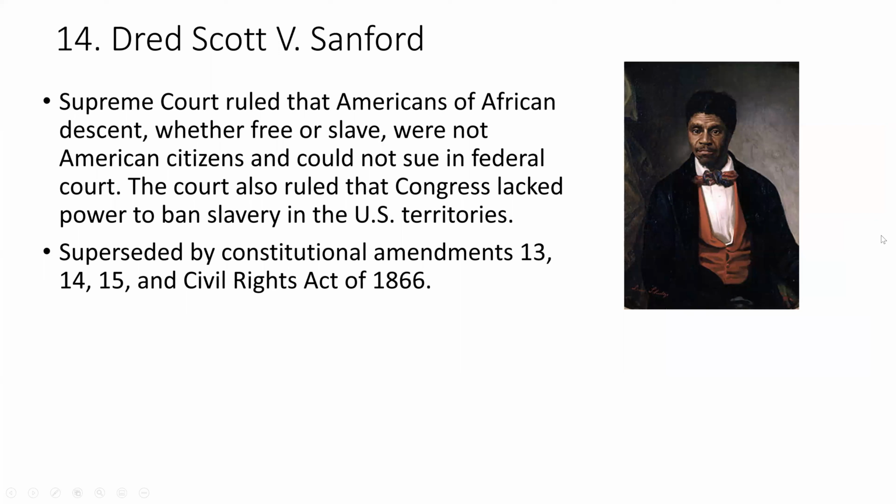Number 14, Dred Scott v. Sanford. Supreme Court ruled that Americans of African descent, whether free or slave, were not American citizens and could not sue in federal court. The court also ruled that Congress lacked power to ban slavery in U.S. territories. The decision was overruled and superseded by Constitutional Amendments 13, 14, 15, and the Civil Rights Act of 1866.